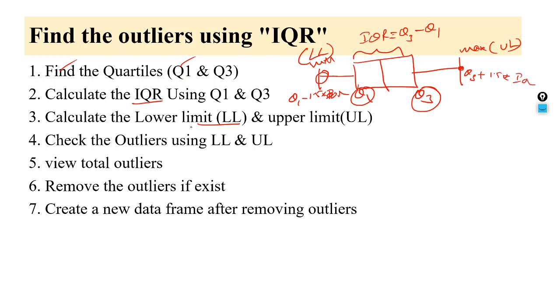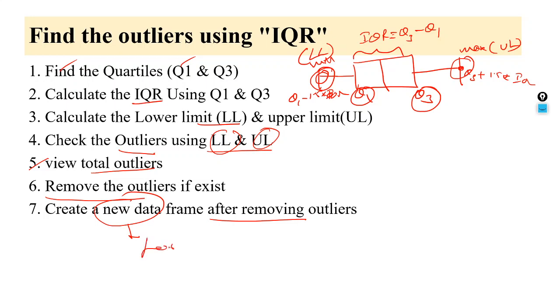So we have to calculate the lower limit, the minimum value, and the upper limit, the maximum value, by using the IQR. Then check for outliers using this lower limit and upper limit. If outliers exist, you have to view the total outliers. If outliers exist in the data set, we have to remove them, and after removing the outliers, create another data frame. This new data frame is fed to the model. So these are the steps we are going to discuss in practical right now.